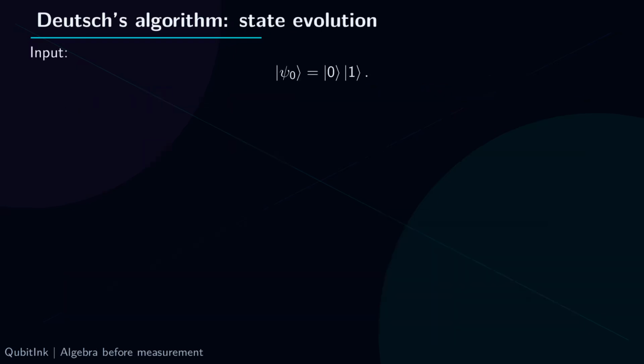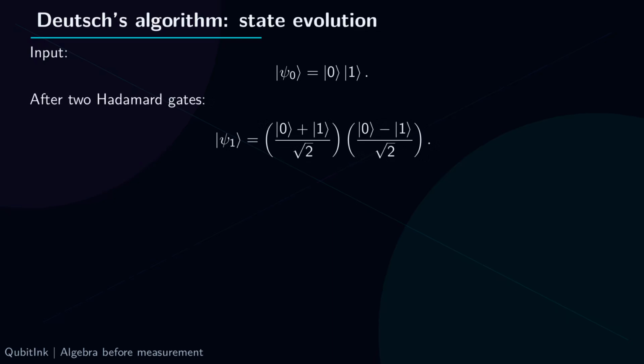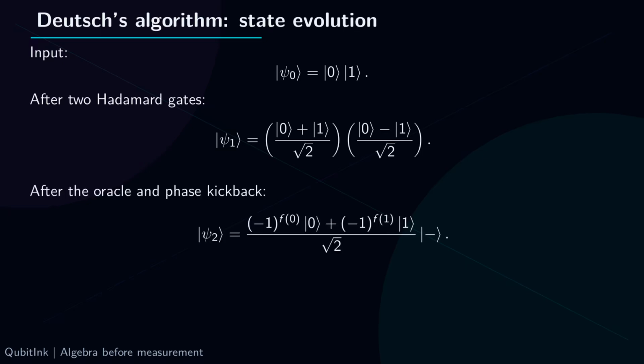The input state is ket psi sub 0 equals ket 0 ket 1. After 2 Hadamard gates, the state becomes ket psi sub 1, equal to ket 0 plus ket 1 over square root of 2, times ket 0 minus ket 1 over square root of 2. The second factor is ket minus. After the oracle, phase kickback gives ket psi sub 2, equal to minus 1 to the power f of 0, ket 0, plus minus 1 to the power f of 1, ket 1, over square root of 2, times ket minus.